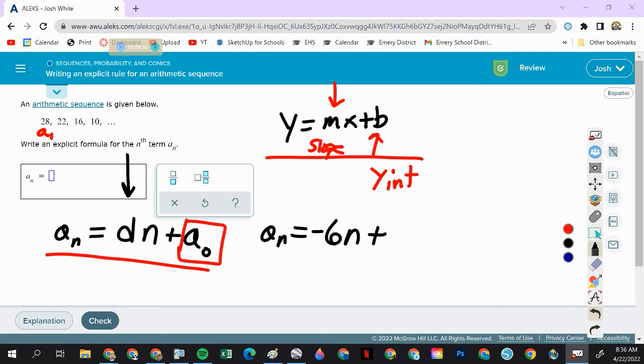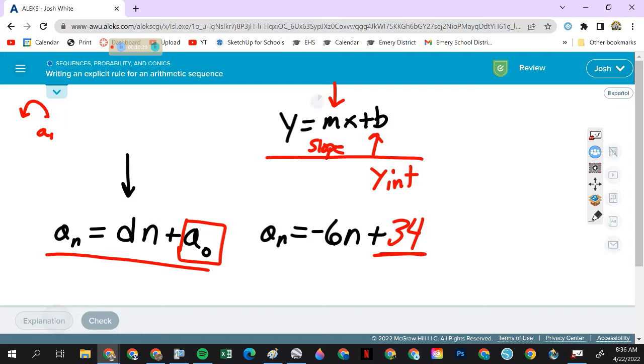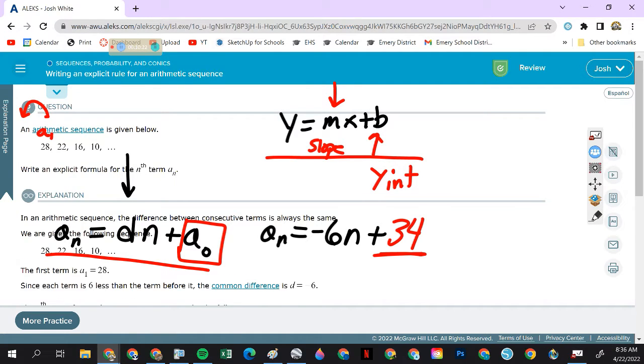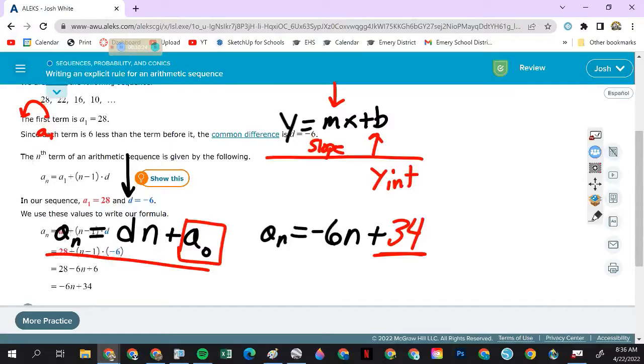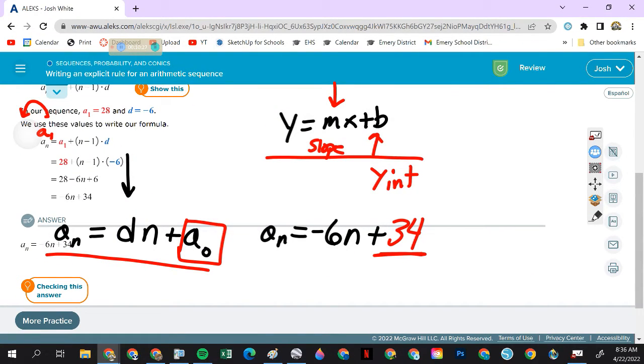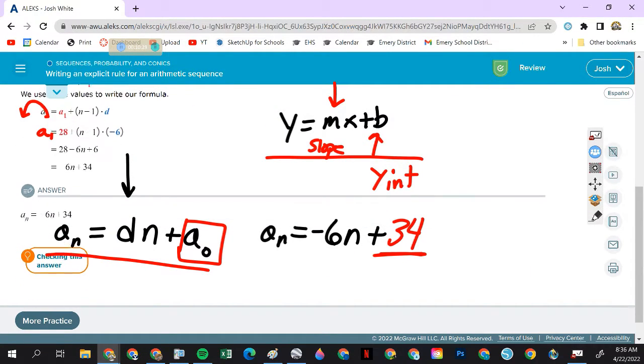But when you do a linear equation, the y-intercept is part of mx plus b. So when you're dealing with arithmetic sequences, you have to remember this number here is whatever would occur before that number. So we need to add 6 to it to get 34. Oh, yeah, they did it the hard way. We don't want to do it that way.